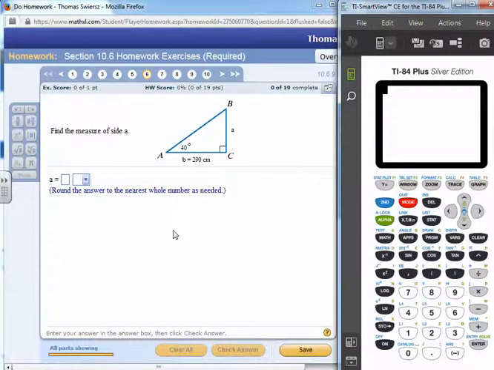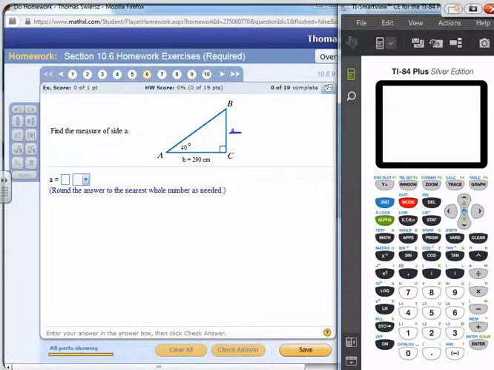Okay, now let's go ahead and solve problem number 6. We have to find the measure of side A. We use one of the acute angles. We always use the acute angle, it's 40 degrees. With respect to the 40-degree angle, side A is opposite and side B is adjacent. So the trig function that involves opposite and adjacent is the tangent.